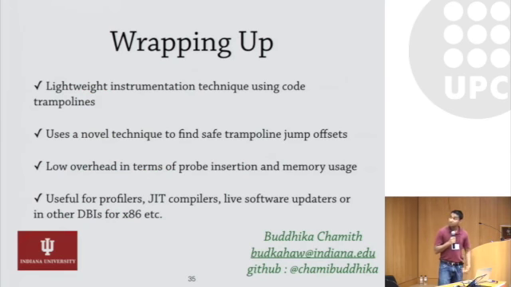So this brings me to the end of the presentation. We presented a lightweight instrumentation technique using core trampolines, and we use a novel technique called instruction punning to find a trampoline jump offset at any instruction, and it's low overhead in terms of probe insertion and memory usage for typical instrumentation use cases. And we think it would be a very useful technique for any tools which depend on lightweight runtime binary instrumentation. Thank you.